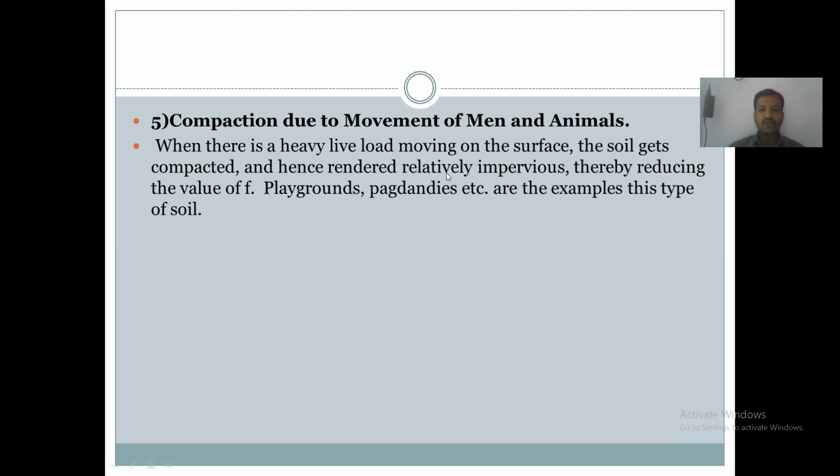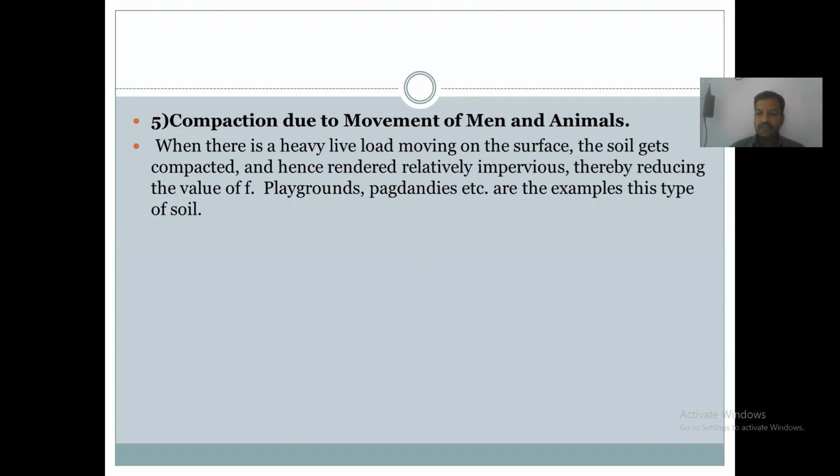Then the fifth factor is compaction due to movement of men, animals and vehicles. When there is a heavy live load moving on the surface, the soil gets compacted due to transportation of vehicles and movement of men and animals. So the soil becomes hard, the density of the soil increases, and voids decrease.